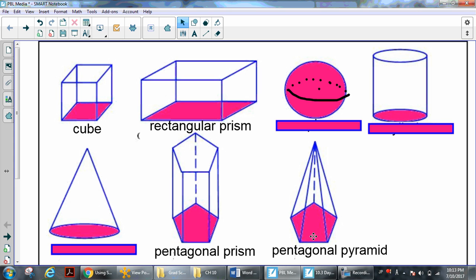Similar to a pyramid is a cone, but this time the base is a circle. If you would flip that over, it'd look like an ice cream cone. Who's hungry now?